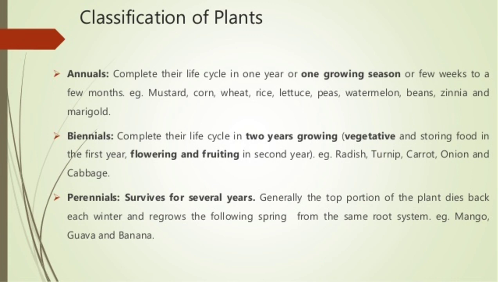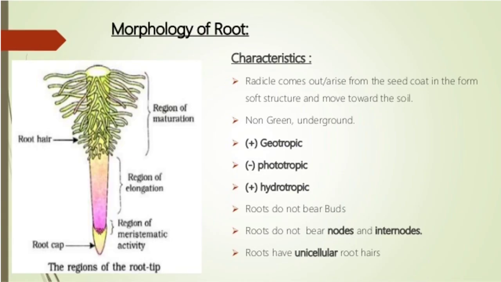Biennials complete their life cycle in 2 years, growing vegetatively and thus storing food in the first year, flowering and fruiting in the second year. For example, radish, turnip, carrot, onion, and cabbage. And the third one is the perennials, which survive over several years. Generally, the top portion of the plant dies back each winter and regrows the following spring from the same root system. For example, mango tree.